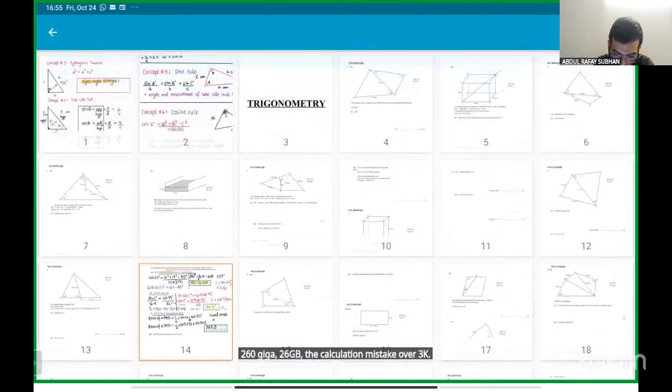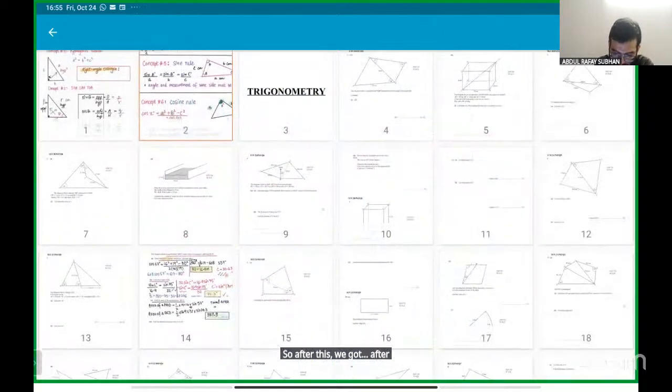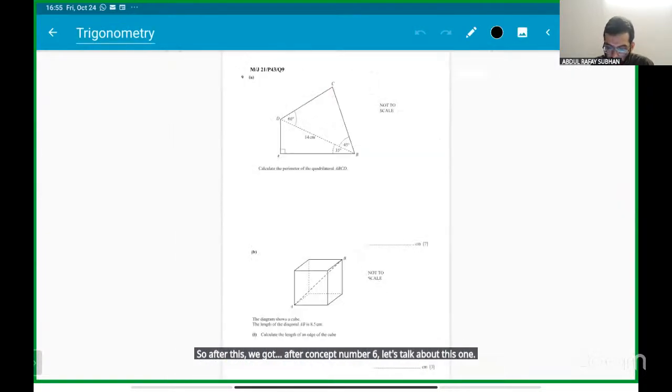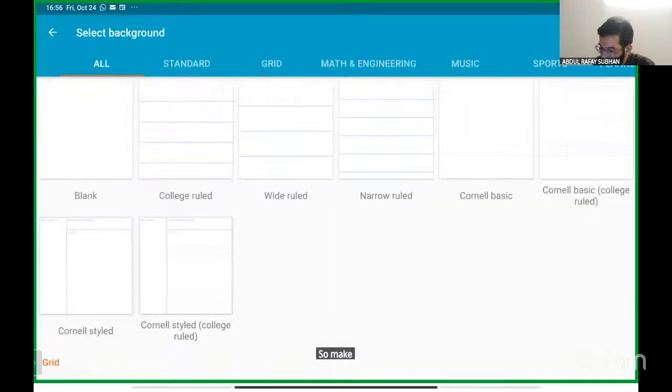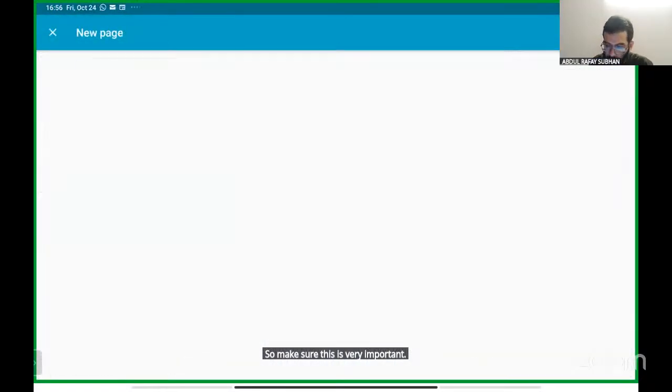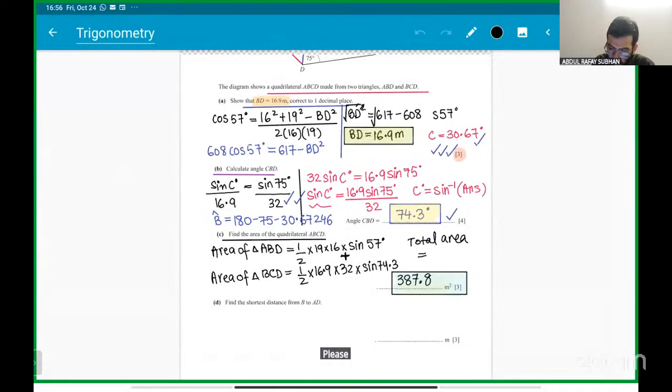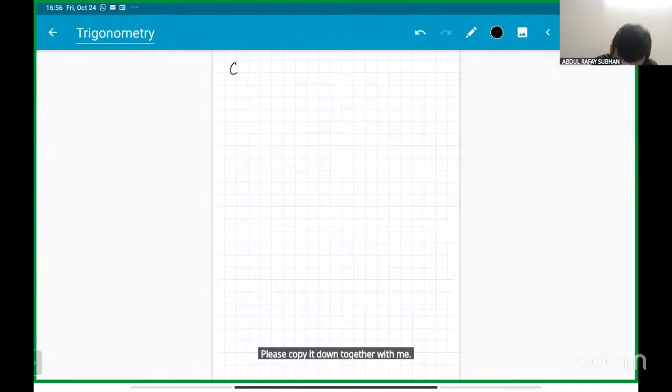Okay, so after this we got, after concept number 6, let's talk about this one. Very less space available, so let's have a look. Make sure this is very important. Please copy it down together with me, which is the last part. Concept number 7: how to get the shortest distance.